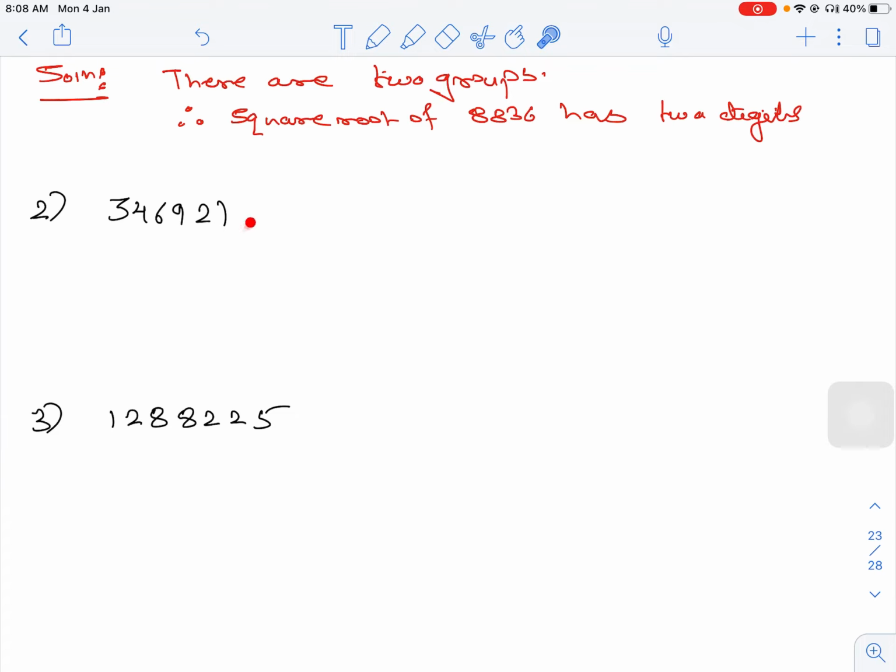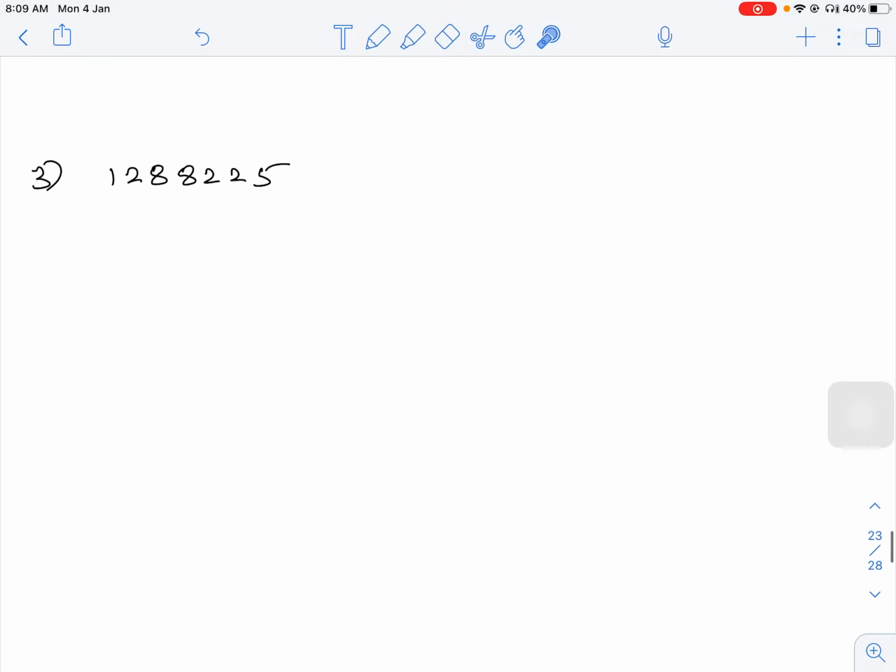Now in this example, again the same condition, we have to start pairing from the units digit. So this is the first pair, second pair, third pair. In all, how many pairs or groups are there? There are three groups. Since there are three groups, in the square root of this number there will be only three digits. Okay, now let us consider our next example.